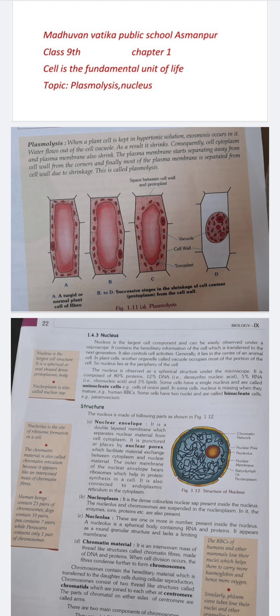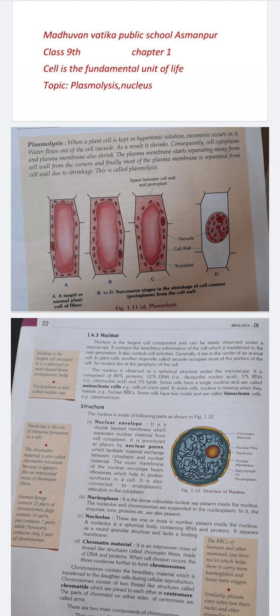The nucleus is observed as a spherical structure that is composed of proteins, DNA, RNA, and lipids. DNA is deoxyribonucleic acid, RNA is ribonucleic acid. Some cells have a single nucleus, and they are called uninucleate cells, and some have a double nucleus, they are called binucleate cells, like Paramecium. But some cells at maturity lack a nucleus, like the human RBC.